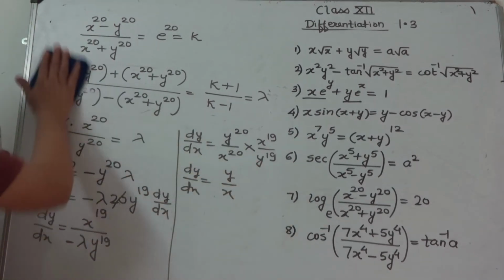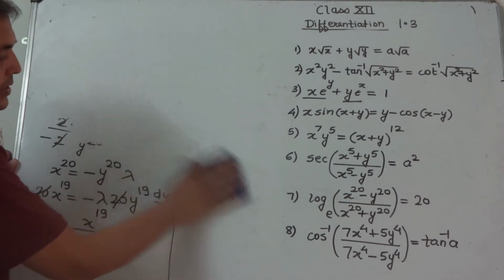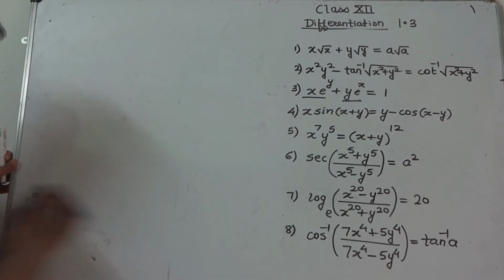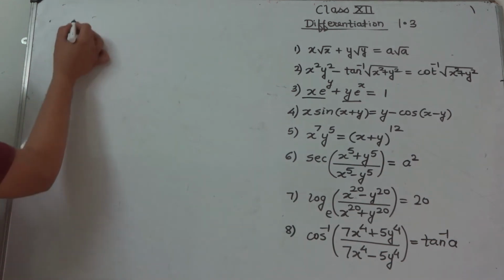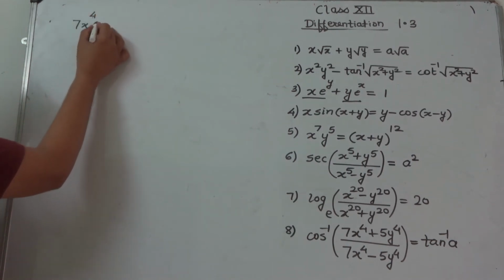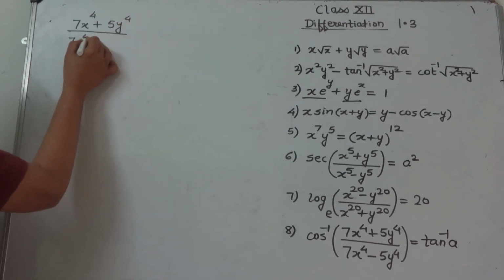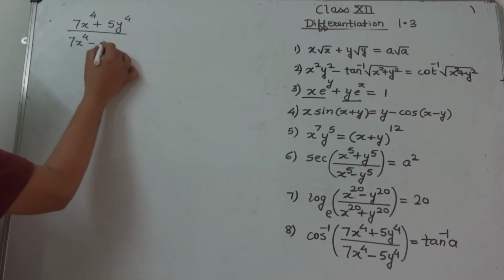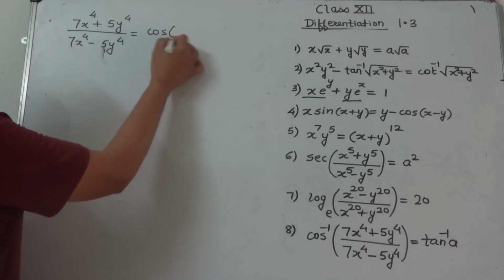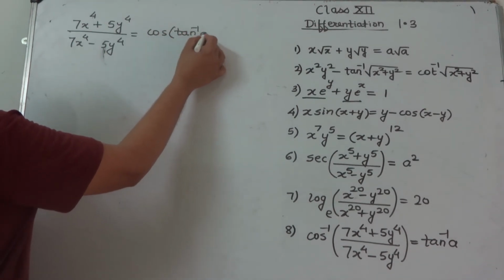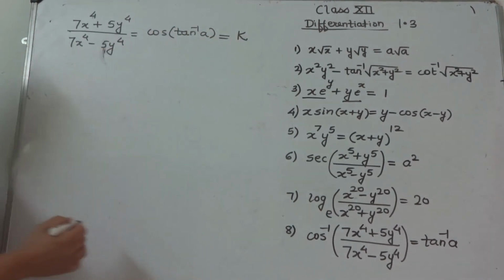The next one, 8th. Again, if we directly take the derivative, it will be very difficult. We won't get the answer maybe. But if we transfer this cos inverse on right hand side, it will become cos of something, and the problem becomes 7x raised to 4 plus 5y raised to 4 upon 7x raised to 4 minus 5y raised to 4 is equal to cos of tan inverse A. Tan inverse A is a constant, so this is again some constant k.